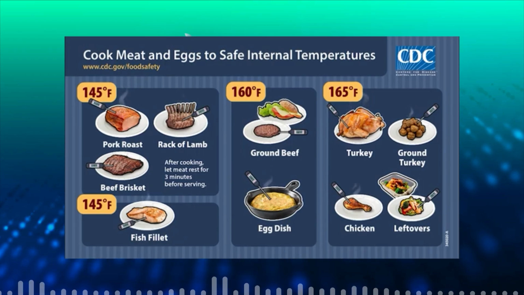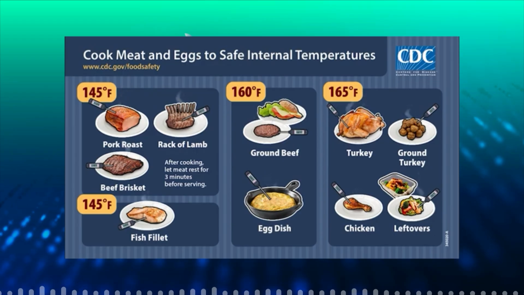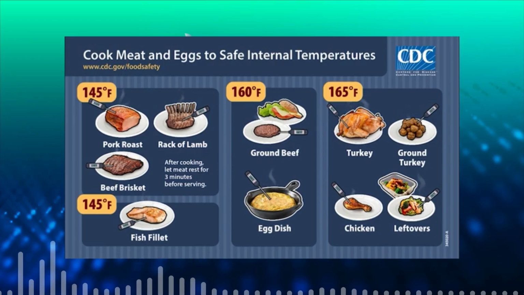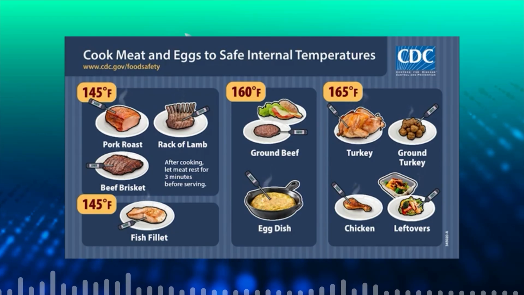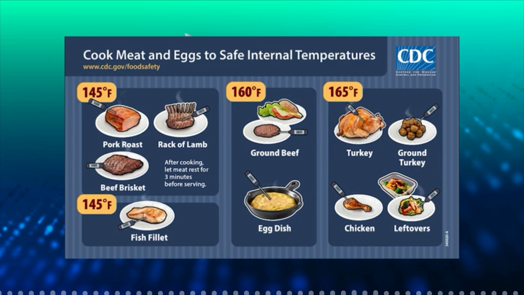For chicken and turkey, it's recommended that these be 165 degrees. I know with Thanksgiving coming up, often people will use a thermometer putting it into the turkey, but 165 degrees is recommended. For eggs, it's also 160 degrees or cook it until the yolk and whites are firm.